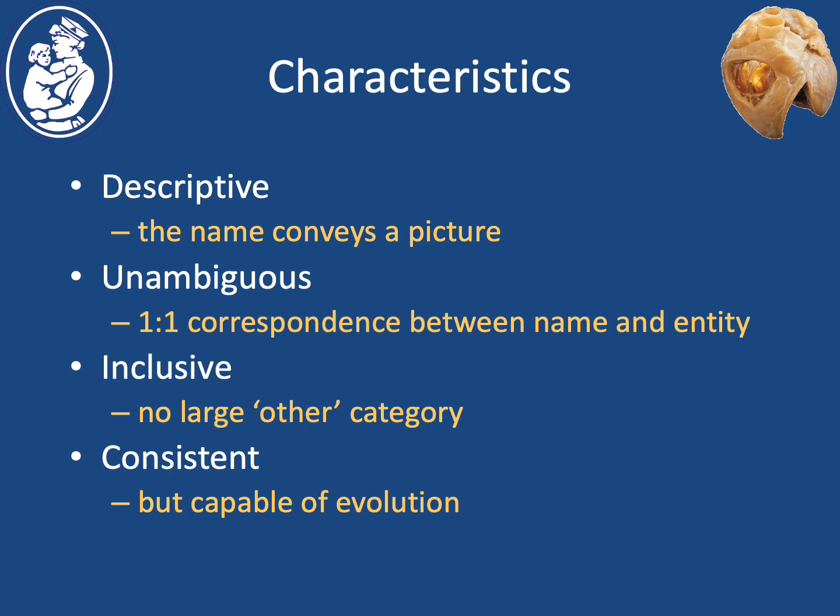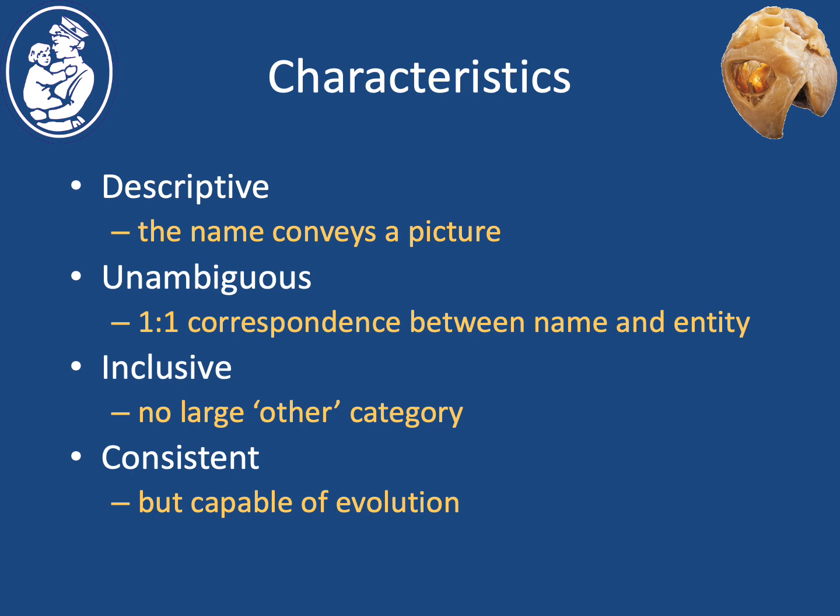The names used should have a one-to-one correspondence with the diagnostic entity. It's possible to have multiple names for a defect, like a membranous ventricular septal defect, or perimembranous ventricular septal defect, or paramembranous ventricular septal defect. These are all equivalent and can all be mapped to the same anatomical entity, so it's not really a problem. It would only be a problem if the same name referred to more than one anatomical entity.